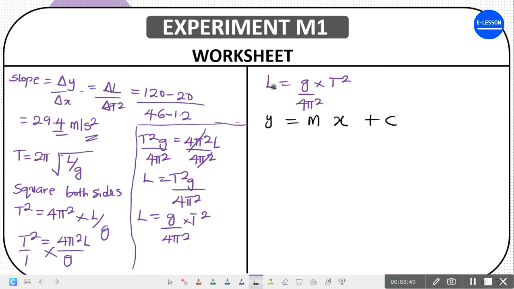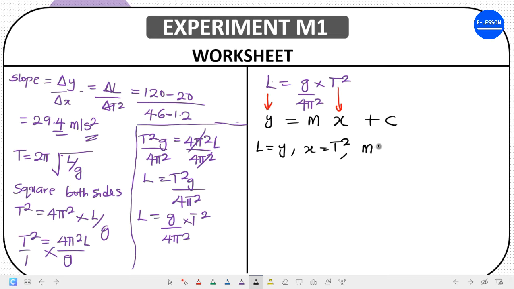Now, why did I write it like this? Do you know that we plotted a graph of L on the y-axis, right? Look at this very well. We plotted a graph of L on the y-axis and then what? t square on the x-axis. Now, if you compare both sides, it means that if L is equal to y, which is of course what we did, and then x is equals to t square, of course that's what we did, automatically m becomes whatever that is close to t square. True or false? So m will be equals to what? Automatically, if you compare, here becomes g all over 4 pi square. So our m is equals to g all over 4 pi square.